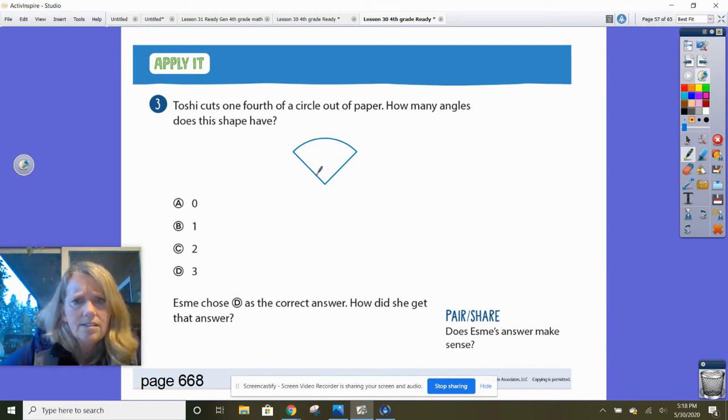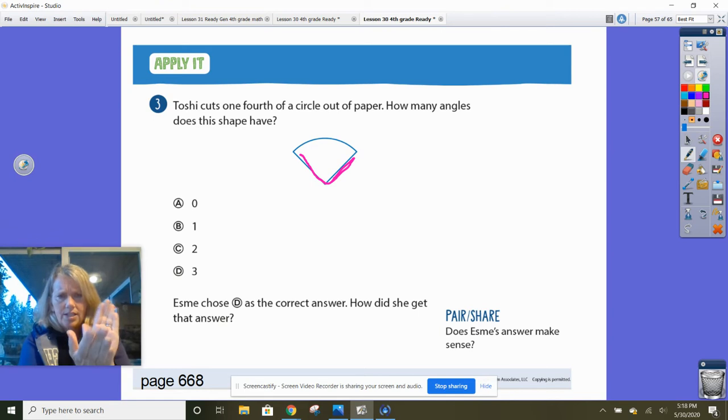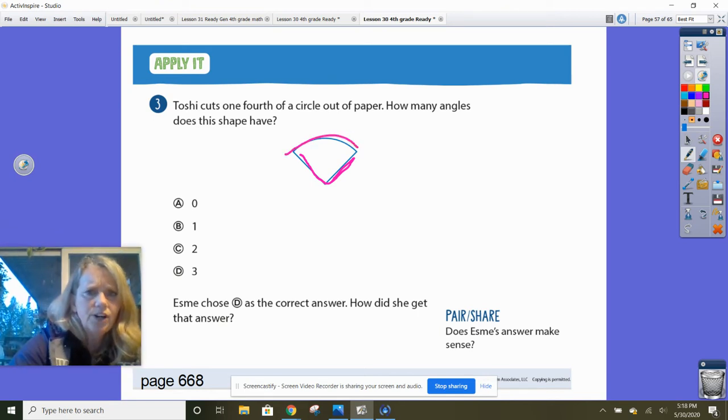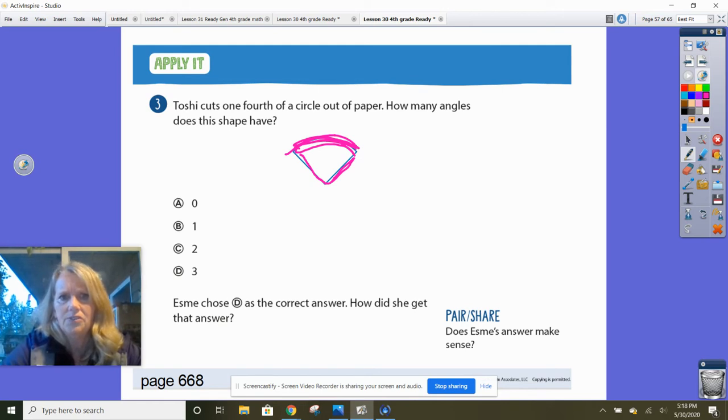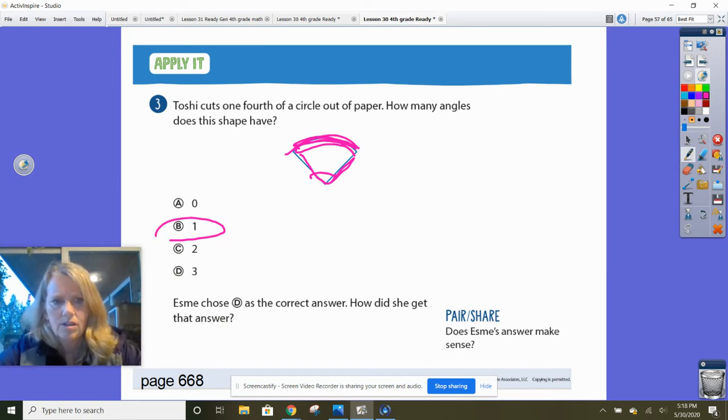Well, it just has from here to here. Remember, to make an angle, you need 2 rays to go together. We have a curve here. When you have the curve here, that's not going to make an angle. So it really has just the one. Esma chose D as the correct answer. How did she get that answer? She said 3. Does it make sense?